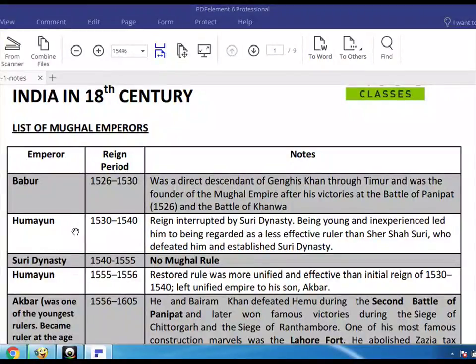Humayun, 1530 to 1540, reign interrupted by the Suri dynasty. Being young and inexperienced led him to being regarded as a less effective ruler than Sher Shah Suri, who defeated him and established the Suri dynasty. Suri dynasty, 1540 to 1555. No Mughal rule. Humayun, 1555 to 1556.